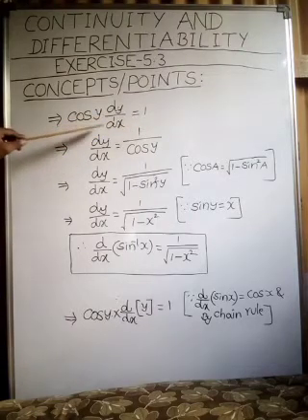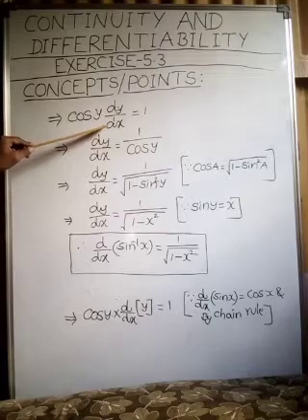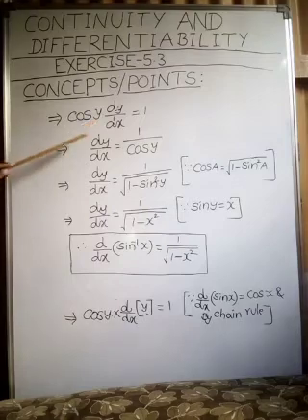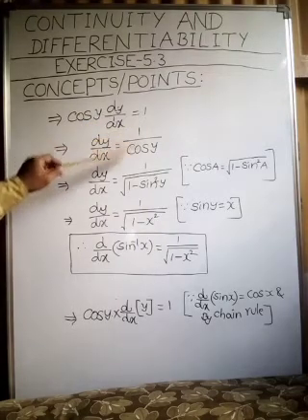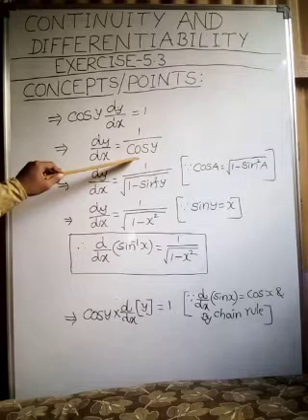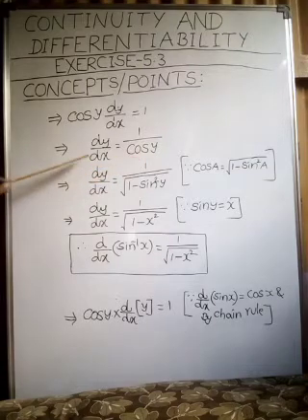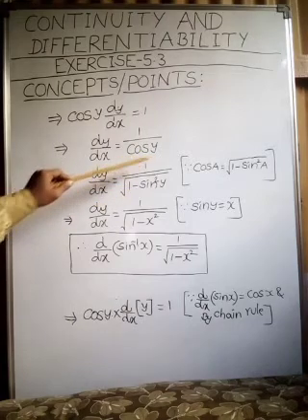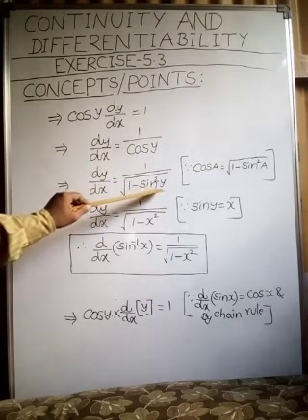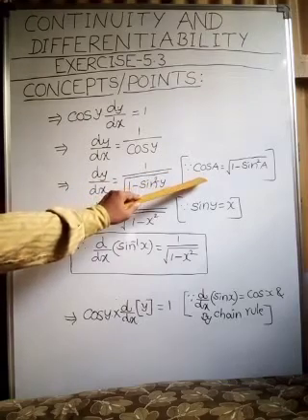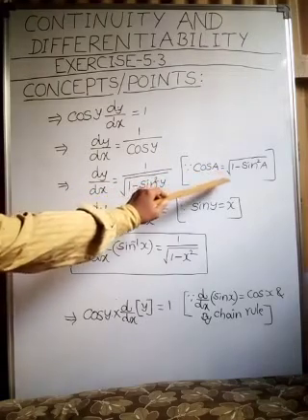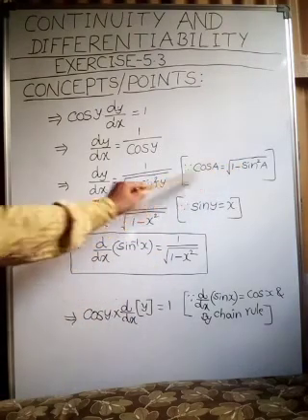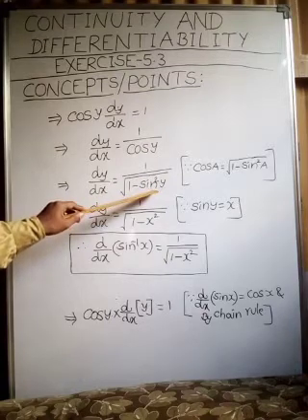Right. From this equation, we are finding the value of dy by dx. So we are sending cos y to RHS. This implies dy by dx is equal to 1 by cos y. Understood this step, my dear children? Right. This implies dy by dx is equal to 1 by cos y can be written as 1 by square root of 1 minus sin square y, because this is the trigonometric identity. Cos a is equal to square root of 1 minus sin square a. We used this trigonometric identity here. Understood, my dear children? Right.